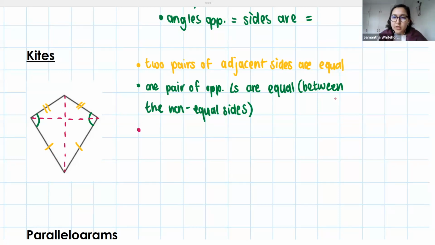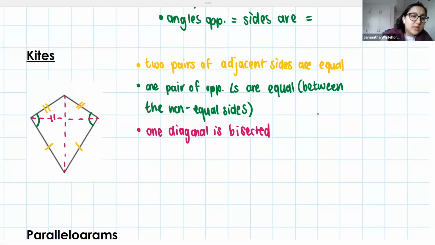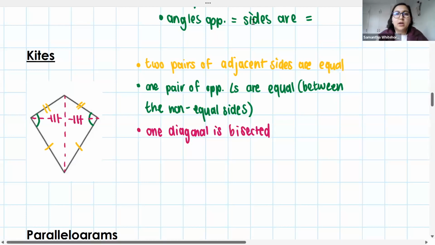Right, Legilwe on the chat very nicely has put the longest diagonal bisects the shortest diagonal. So I'm going to write here that we get one diagonal bisected. And grade 8's, bisect means cut in half. Bi means two, so sect means cut, so cut in half. One diagonal is bisected. And as we said, the longest diagonal cuts the shortest diagonal, so that is going to be the one cut in half.